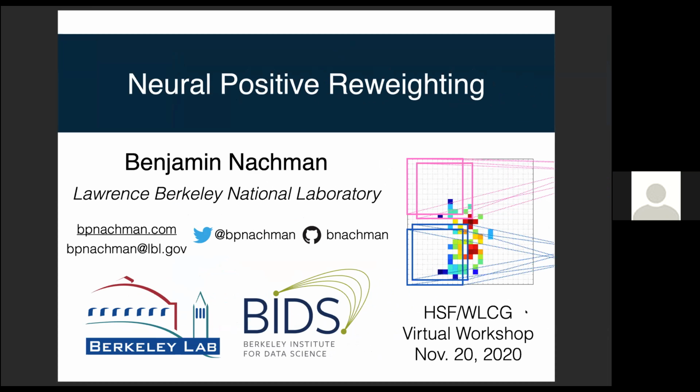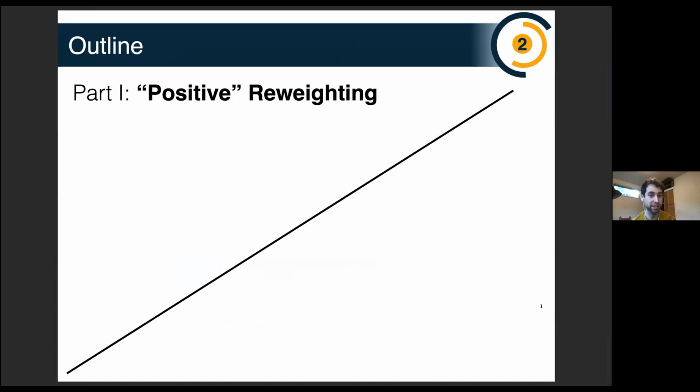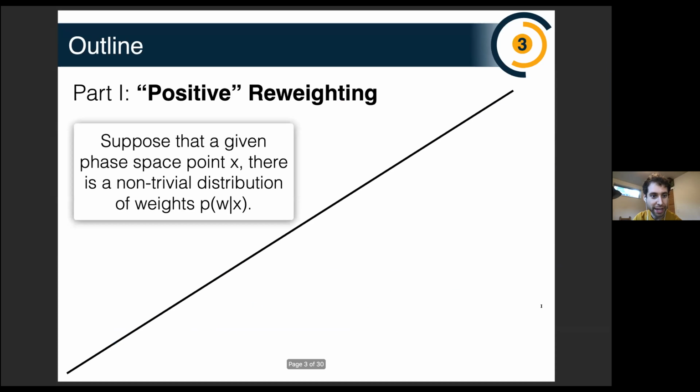So as I said during the questions from the last talk, this will be a complementary approach to what Stefano talked about, and it's applicable in a model-independent way. Today I'm going to talk about two things. One is positive reweighting, and I'll explain in a bit why the positive is in quotation marks. The setting is that at some phase space point, there is a non-trivial distribution of weights, and that's what we want to work with. It could be a set of positive and negative weights, but in general, it's just any distribution of weights for a given phase space point.